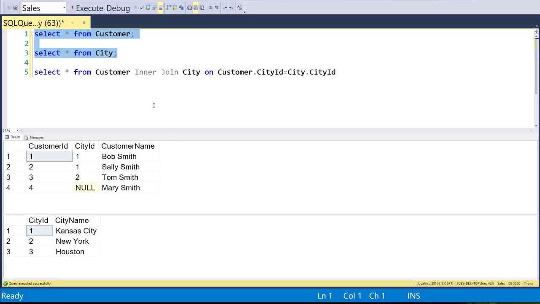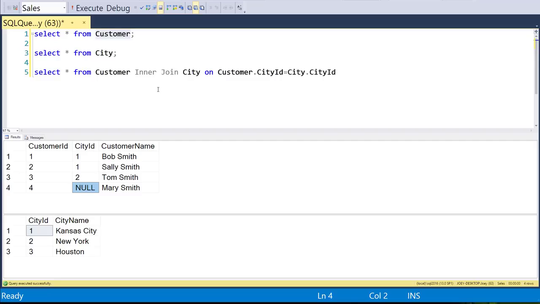So in this case, we want everything from the customer table, so that's this first table. We want all the matches, and we want things that don't match. So in this case, we already know the matches because we got that on the inner join. But we also want to get this other record of Mary Smith. And Mary doesn't have a match to city.